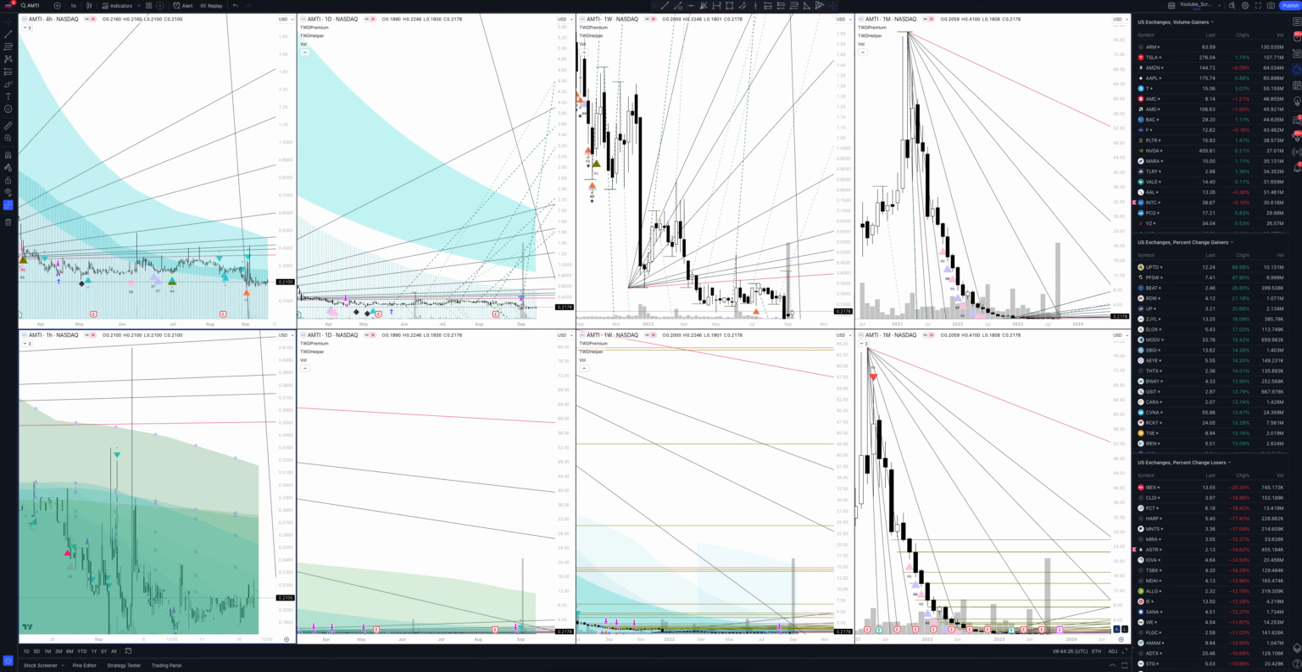Today we will take a look at Applied Molecular Transport stock. Let's analyze the market situation and find out how you can make money on it. Let's start.